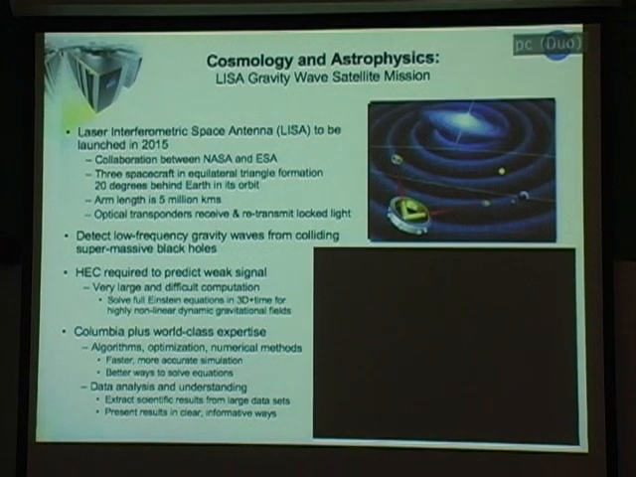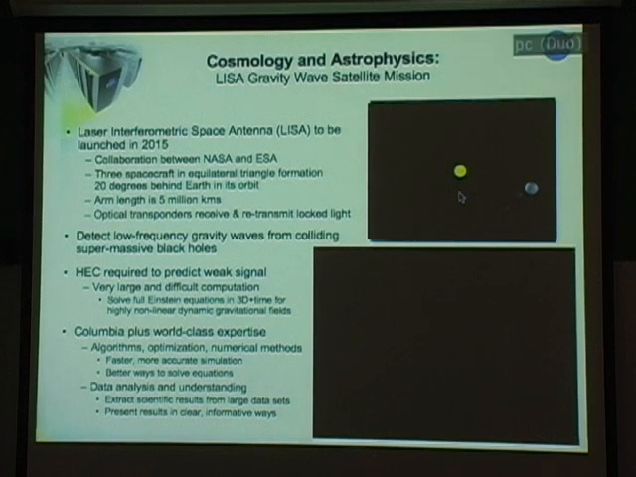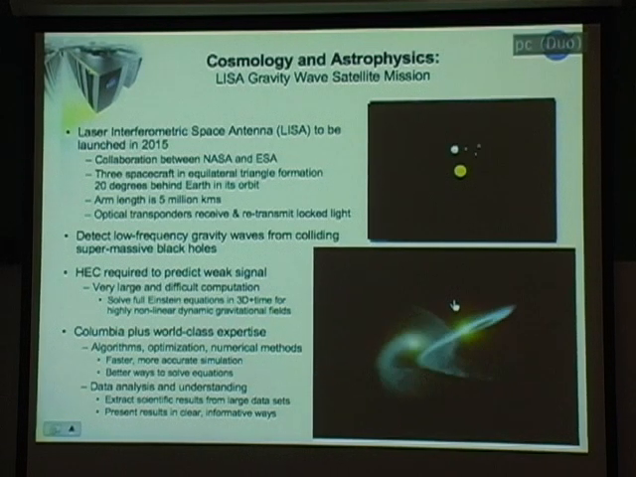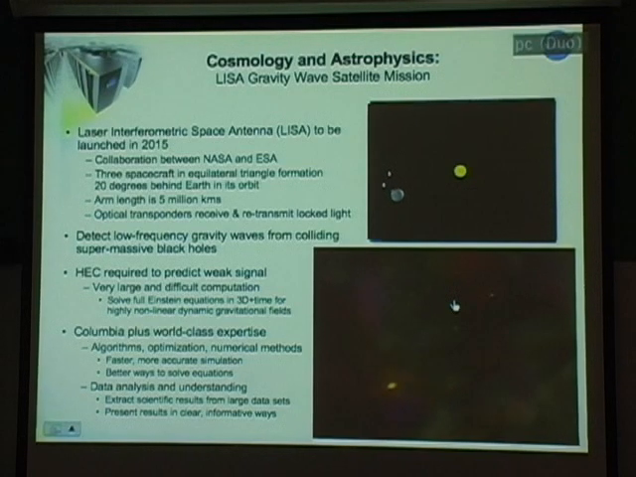This is 3 spacecraft in a perfect equilateral triangle, with an arm length of about 5 million kilometers, and they will follow the Earth. And there's a little animation here. They'll follow the Earth at 20 degrees behind the Earth and try to measure the very small vibrations in the gravitational waves that were formed when massive black holes merged. This is an animation of massive black hole binaries merging. They go through an inspiral stage, and then a merger phase, and that is where you need to solve the full Einstein equations in 3D as well as in time. It requires a lot of computational effort.